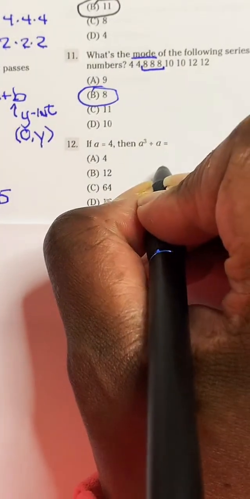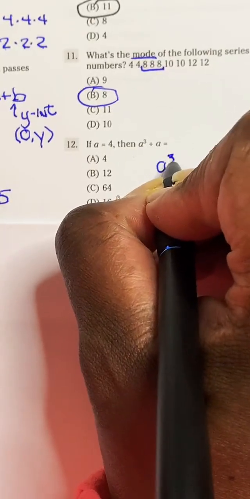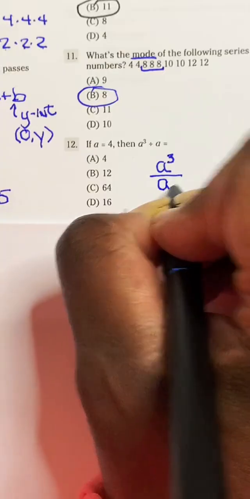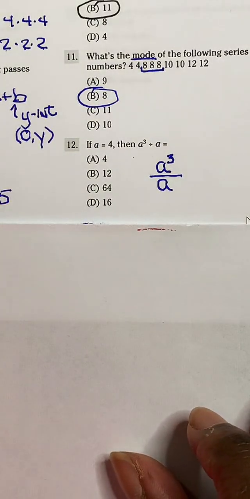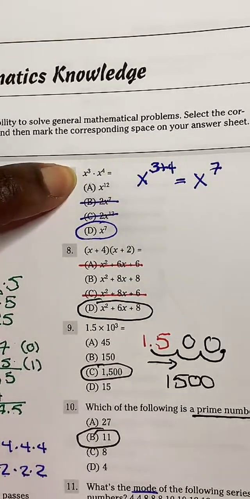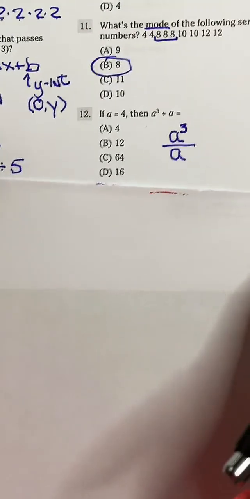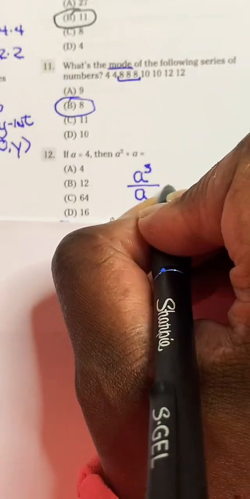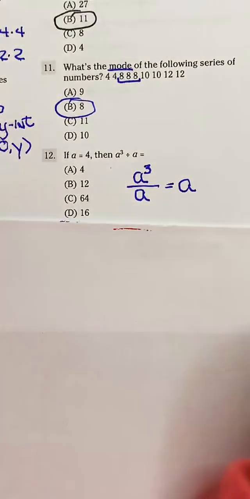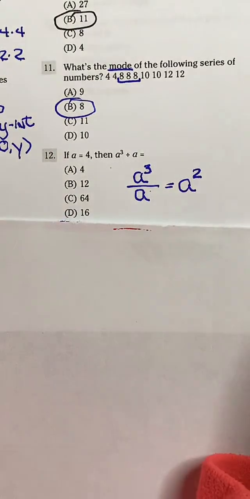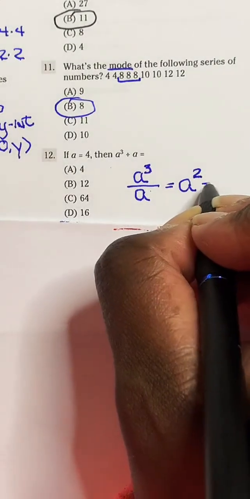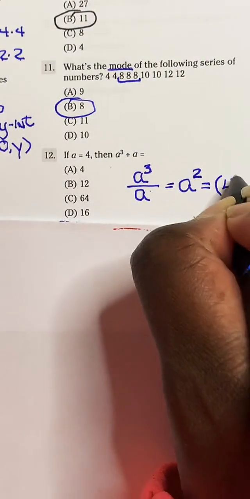Let's take a look. So we have A cubed divided by A. It's very similar to what we were talking about earlier. Remember, let's go back to number 7. When we were multiplying, we add the exponents. But now we're dividing. So when you divide, you're basically subtracting the exponents. So it's 3 minus 1, which gives you 2. Don't even have to do all this, but here we are. So now from here, you could substitute that 4.